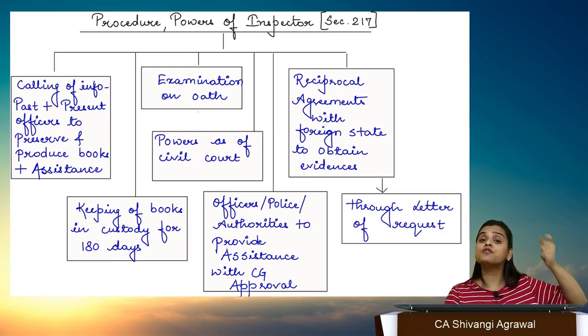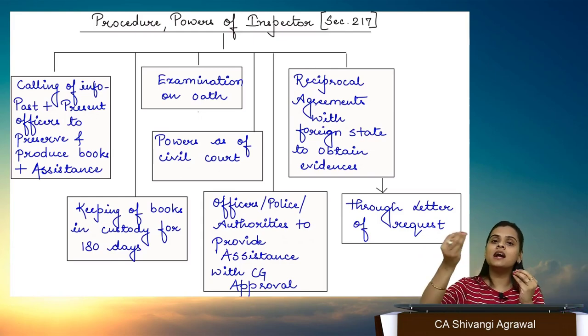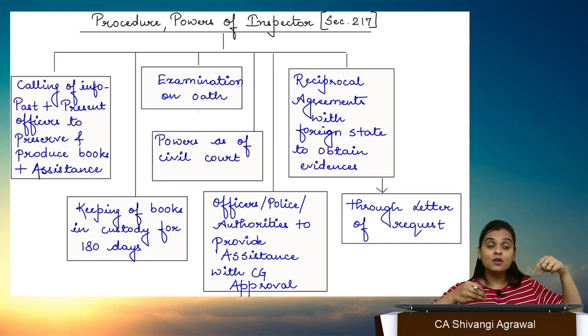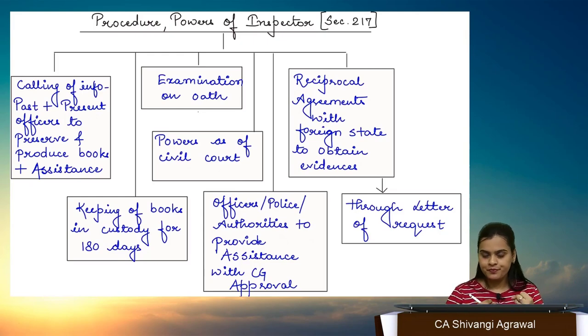That is the section of seizure. This is a normal section when you ask for books and papers and you have taken books and papers. There you have entered into premises and you have seized the books and papers. Okay, so that is the difference.